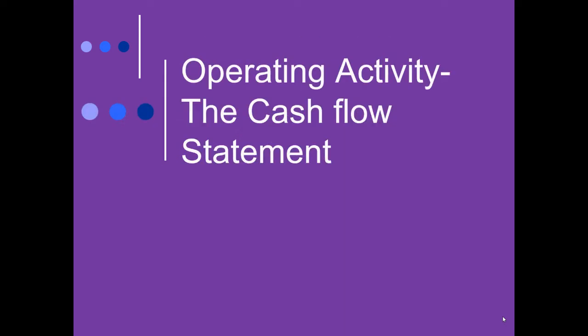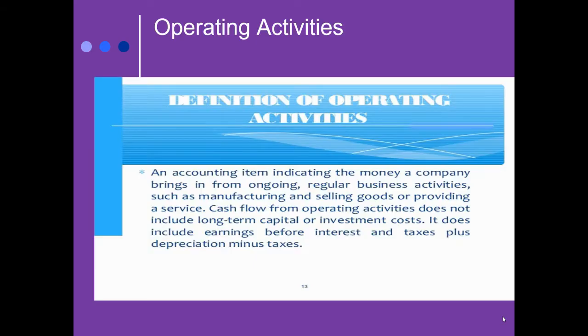So the operating activity, the cash flow statement. This is the last part of the activities that I'm going to elaborate. The operating activities is one of the important parts, whereby there are 2 types of methods that can be used in presenting the operating activities: whether you are using the indirect method or the direct method.